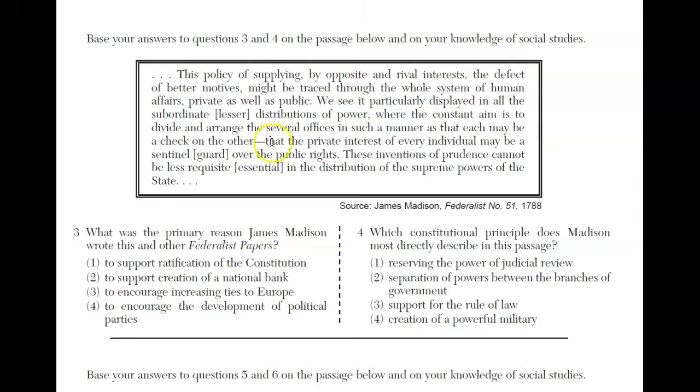And that way everything stays fair, and no one guy, or no one branch, can become dictatorial. Okay, so this is what he's going for here. Now we look at the actual questions.